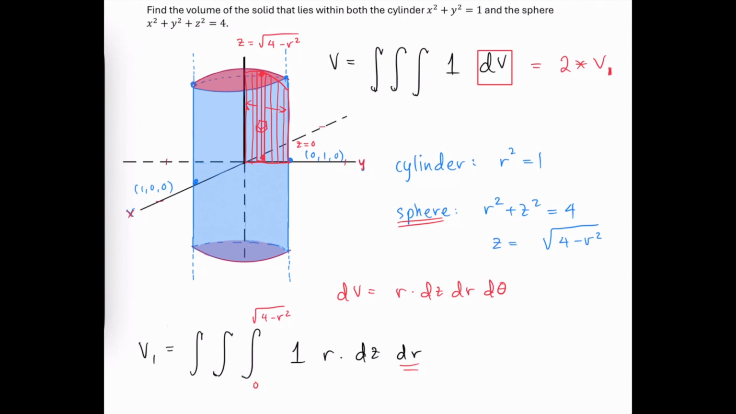And when our little cylindrical band is at its lowest extreme, the value of r is 0, and when that band is at its highest extreme, the value of r is 1. So our r limits would be from 0 to 1.